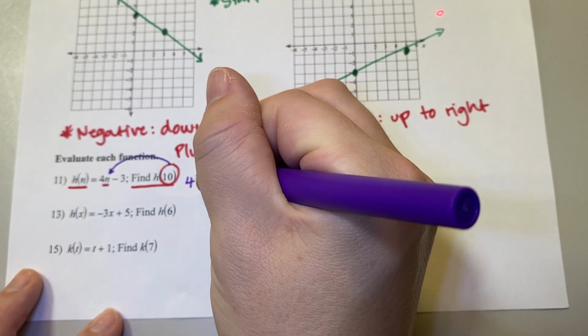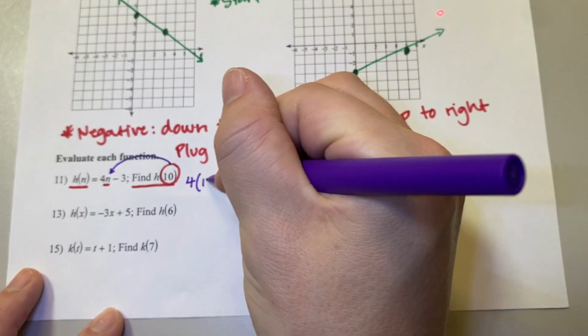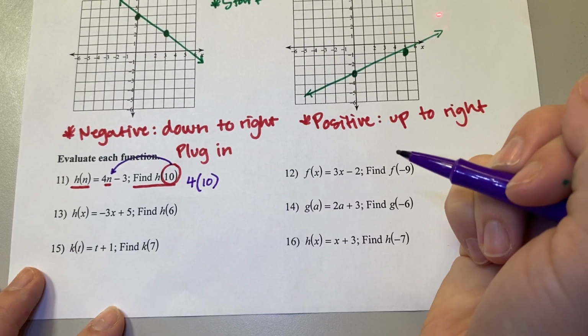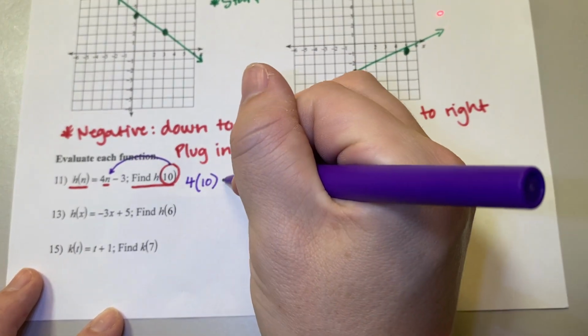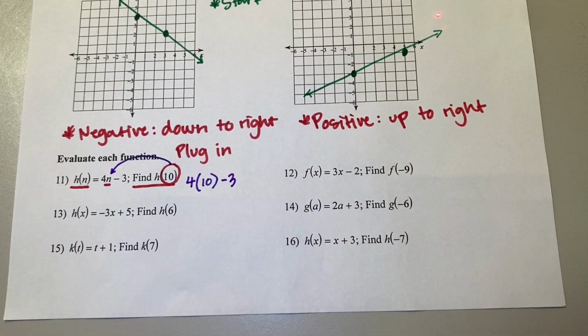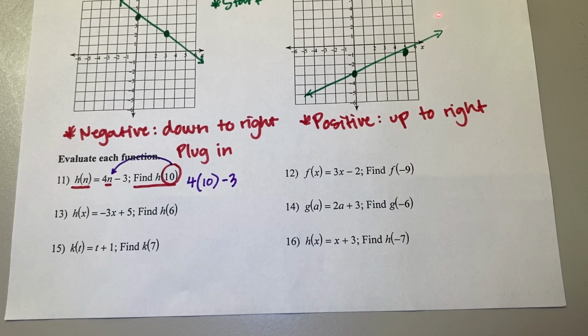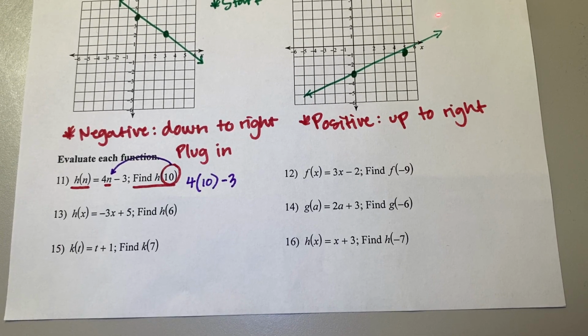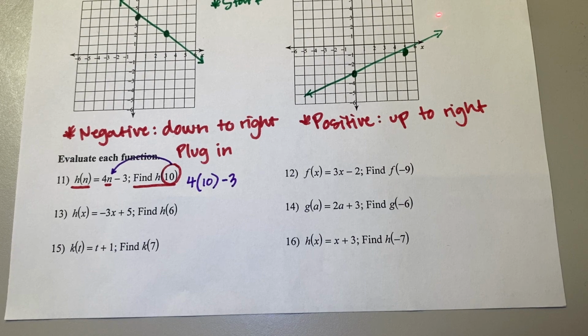So we had 4 times n. Well, we plugged in a 10 for our n. Minus 3. 4 times 10, which we plugged in, minus 3. Yeah, Connor. 37? You what? How'd you get 37, Connor? Oh, 4 times 10 is 40, with the -3, it's basically -3, so.